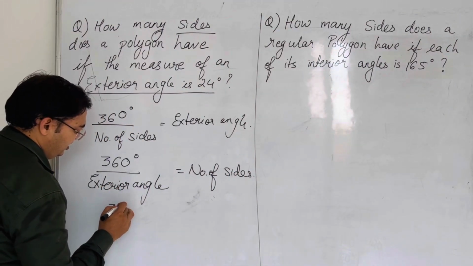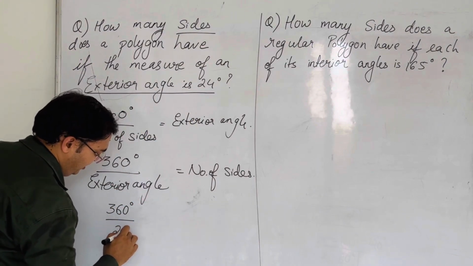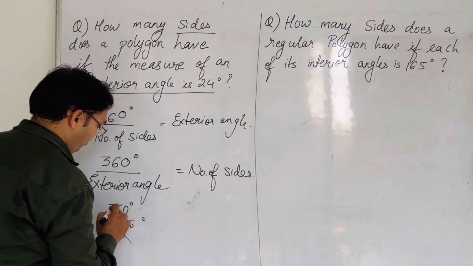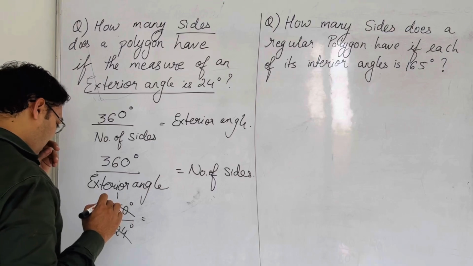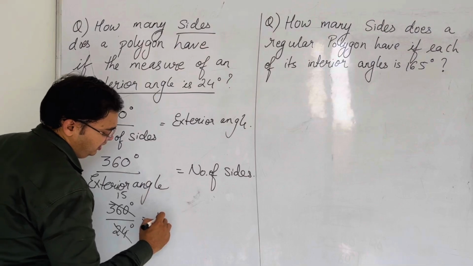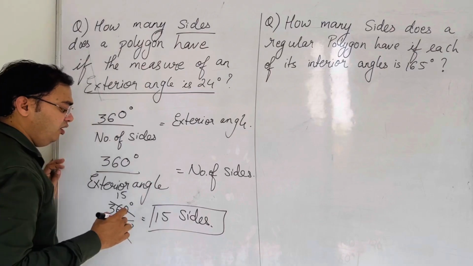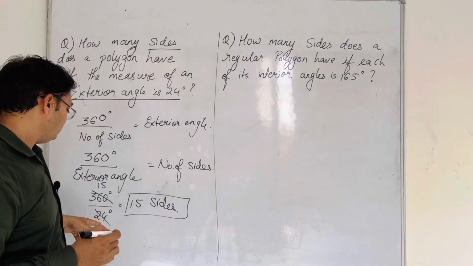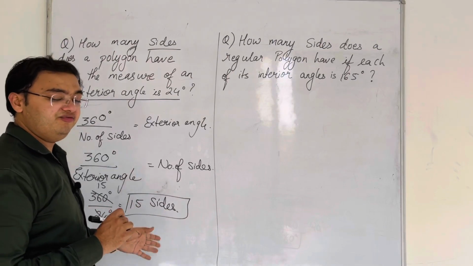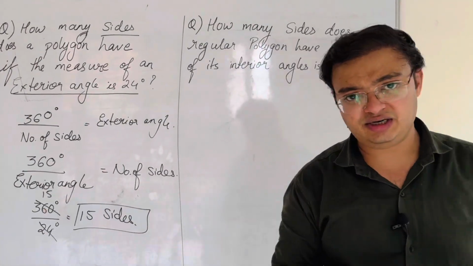So 360 degrees divided by exterior angle. What's my exterior angle? That is 24 degrees, and we have to find the number of sides. So you can say 24 ones are 24 and 12 left, and 24 fives are 120. So we got 15 sides. So if the exterior angle is 24 degrees, then that polygon has 15 sides. Same way, another question is there, but there is a little twist over here.